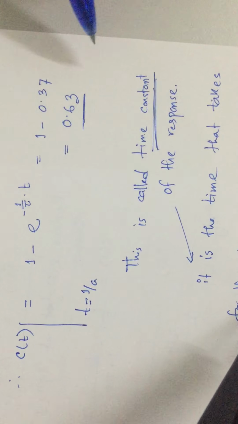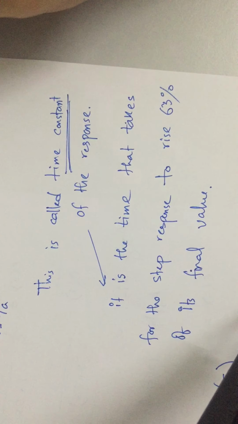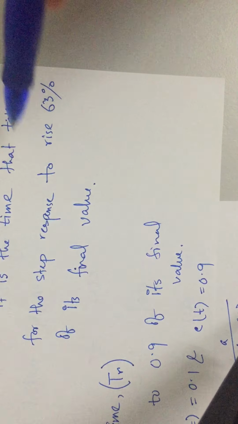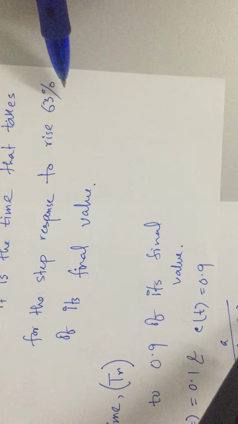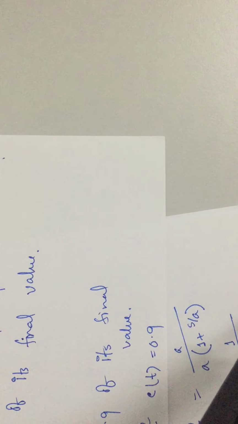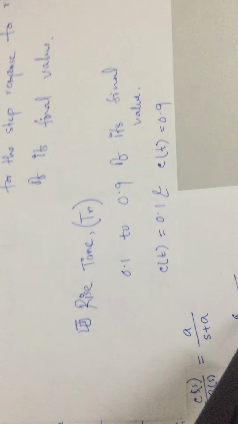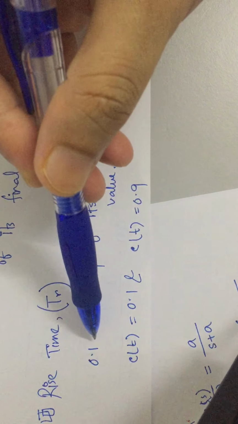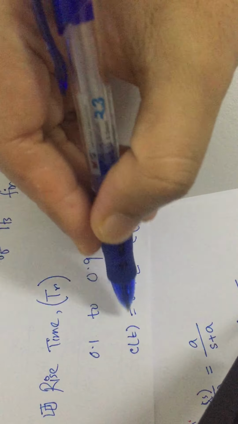So finally we are getting c(t) which is 0.63. It means that this is the time constant, the time it takes for the step response to reach 63% of its final value. Then in order to find the rise time, we say that these values are between 0.1 and 0.9 of its final value. That means c(t) equals 0.1 and c(t) equals 0.9.